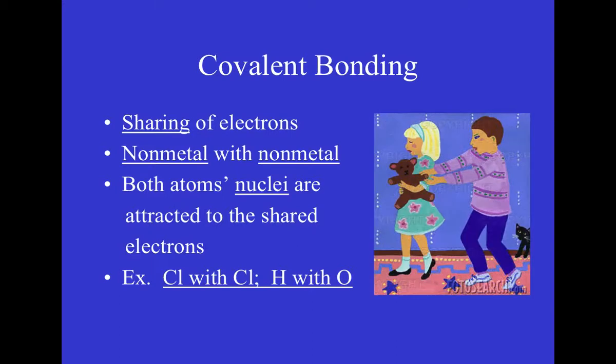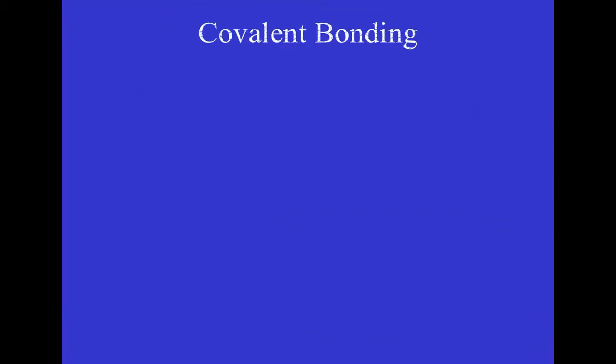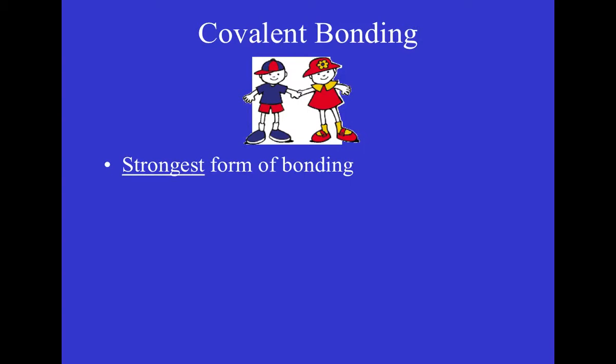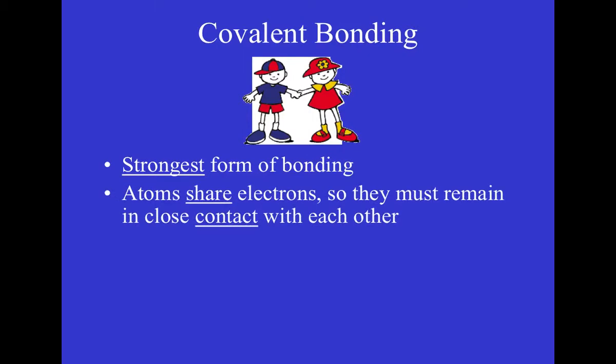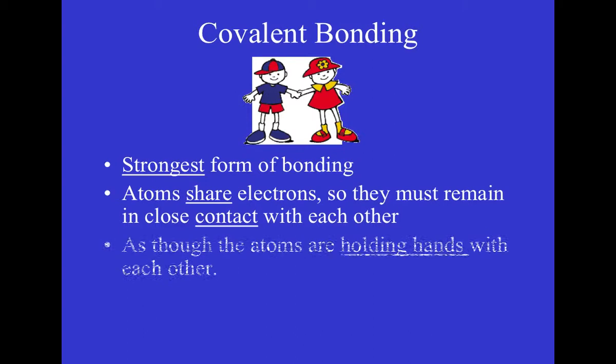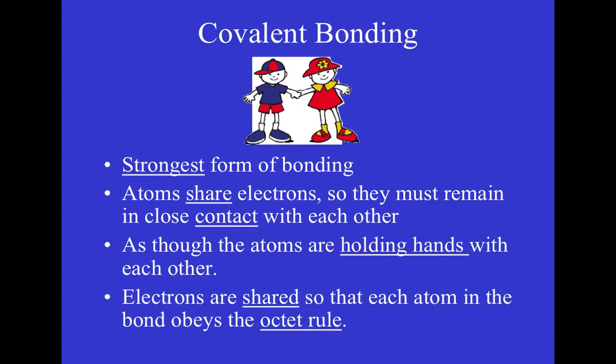Now, I kind of show this picture because it shows the little kids not sharing very well. Covalent bonding is the strongest form of bonding simply because the atoms have to be so close together. Because they share, they have to stay in very close contact with each other, and it's almost like the atoms are holding hands. That's how close they have to be to each other. The electrons are shared in a way so that each atom in the bond will obey the octet rule.